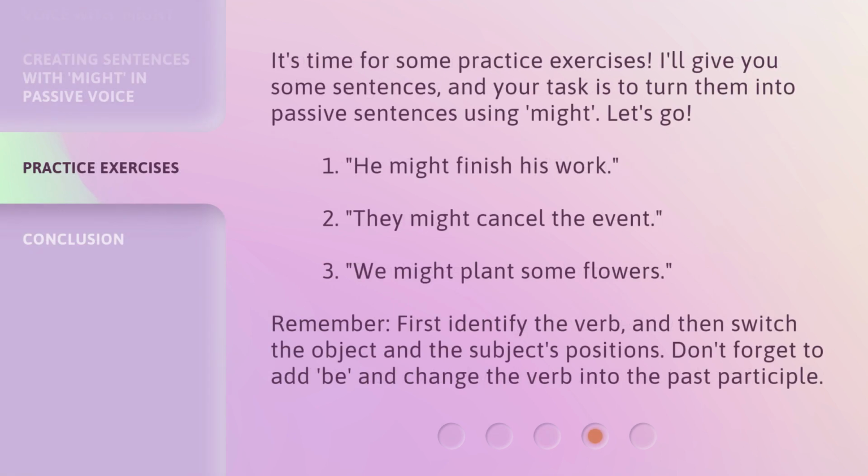It's time for some practice exercises. I'll give you some sentences, and your task is to turn them into passive sentences using might. Let's go. 1. He might finish his work. 2. They might cancel the event. 3. We might plant some flowers. Remember, first identify the verb, and then switch the object and the subject's positions. Don't forget to add be, and change the verb into the past participle.